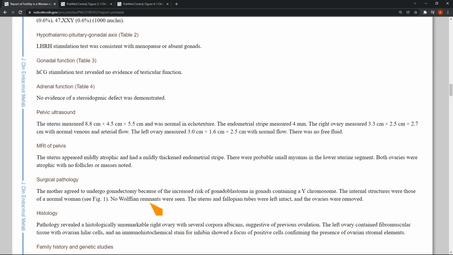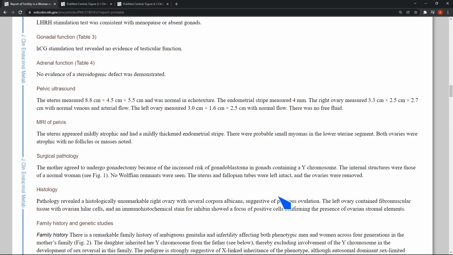Wolffian remnants, I looked this up, are like leftover pre-maturation tissues, structures relating to normal uterine development. So the fact that none of these were seen means that her sexual reproductive organs were totally fully developed. The uterus and fallopian tubes were left intact, and the ovaries were removed. So this was just a gonadectomy. They did not do a full hysterectomy.